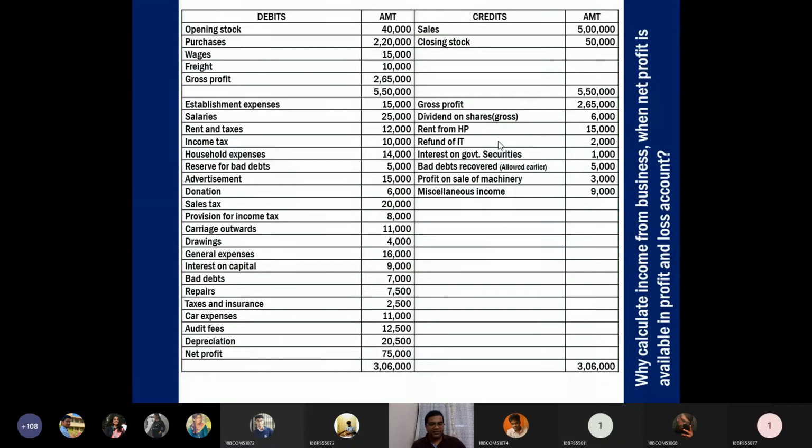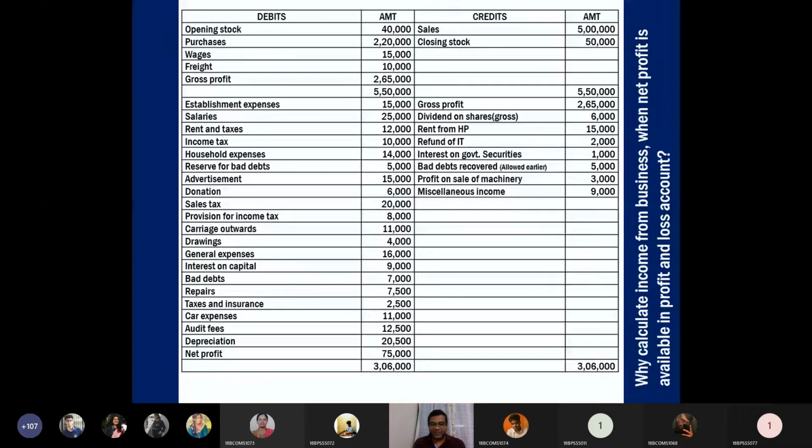So roll number 73, are you there from A section? Yes, sir. Can you see the profit and loss account on your screen? Yes, sir. From the debit side, can you identify at least two expenses which you feel are not at all related to the business? Drawings, sir. Drawings and donation. Very good. Drawings is a personal expense and donation is a non-business expense.